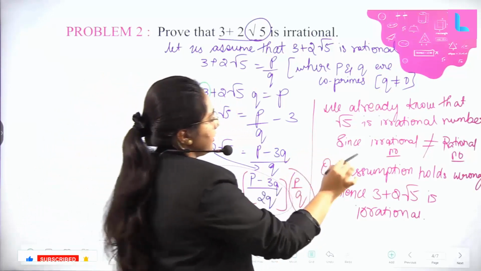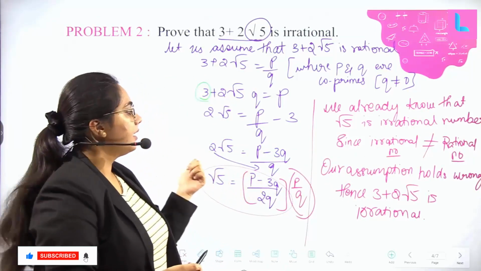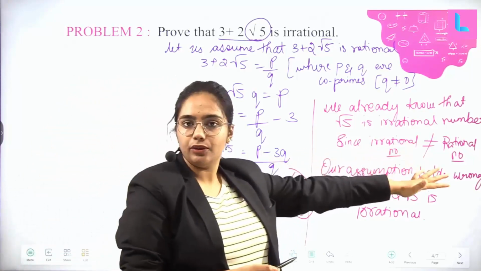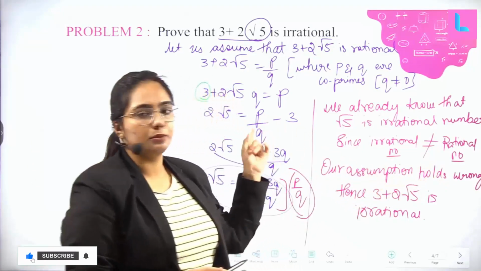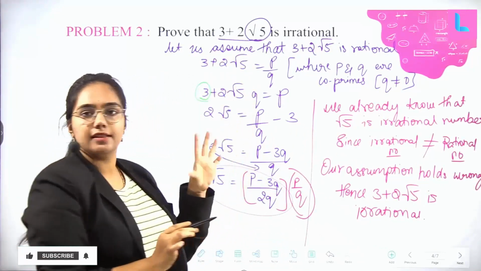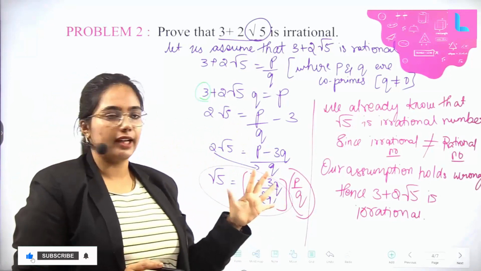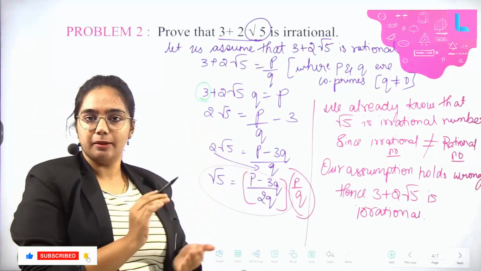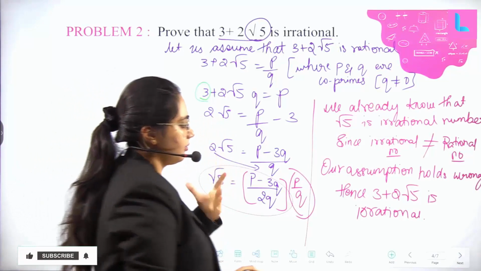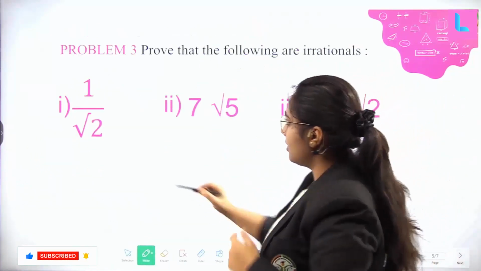Since that, we are writing it as a conclusion that we already know that root 5 is an irrational number. An irrational number cannot be equal to a rational number. Hence, our assumption is wrong. And therefore, this 3 plus 2 root 5 is an irrational number. This is how you have to solve however many questions you take. These are the basic steps you have to follow, and the further questions also you have to write in the same manner.